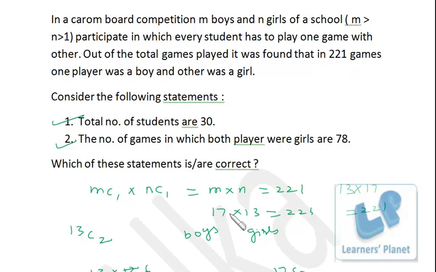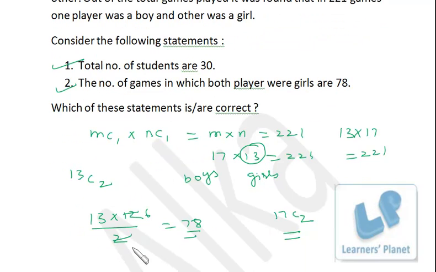So M into N ways represents the total number of games, which is 221. So we are just left with one combination, that is 17 into 13, that produces 221. Now obviously M is greater than N, that means 17 boys will be there, 13 girls will be there. So in all 30 students. So this statement is correct. If we have to find out in how many games both the players were girls, both the candidates should be chosen from 13, since there are 13 girls. So in all there are 13C2 combinations, so that comes up to 78. So the statement is also correct.